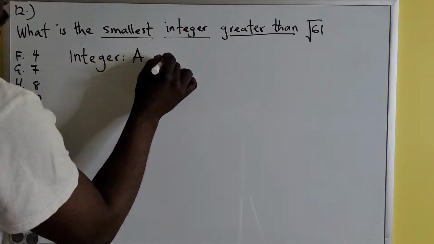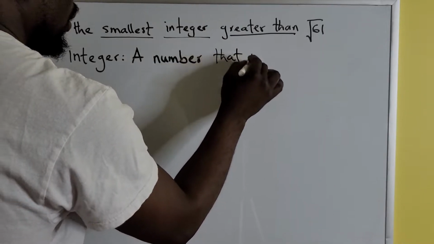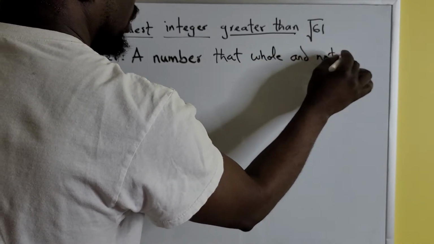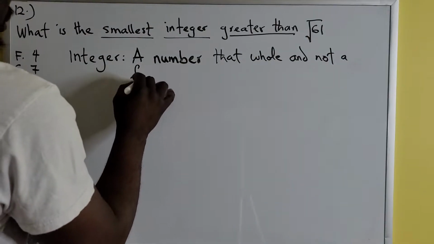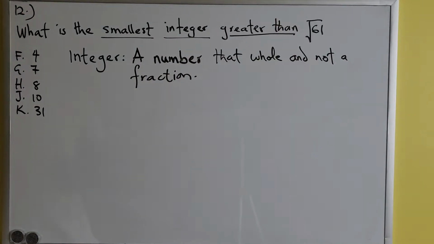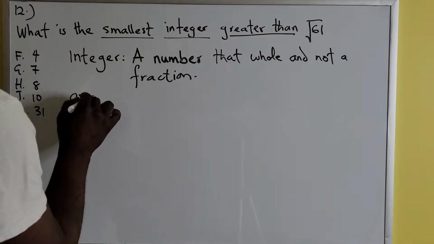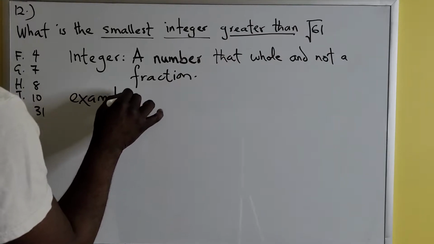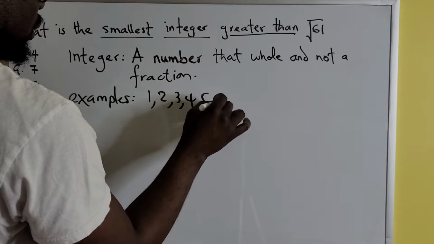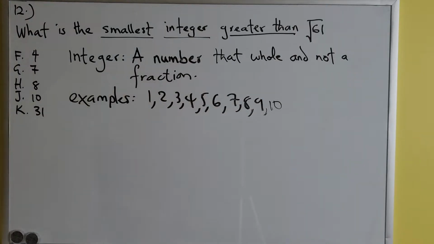An integer is a number that is whole and not a fraction. That's the simplest definition of an integer. So we're looking for numbers like, for examples, 1, 2, 3, 4, 5, 6, 7, 8, 9, 10. These are all integers.